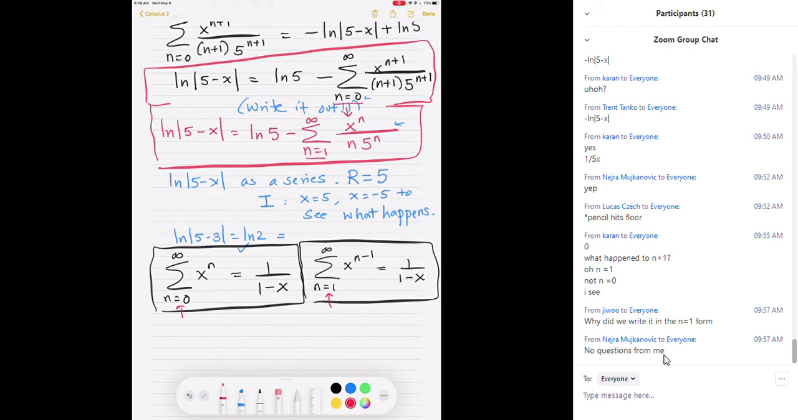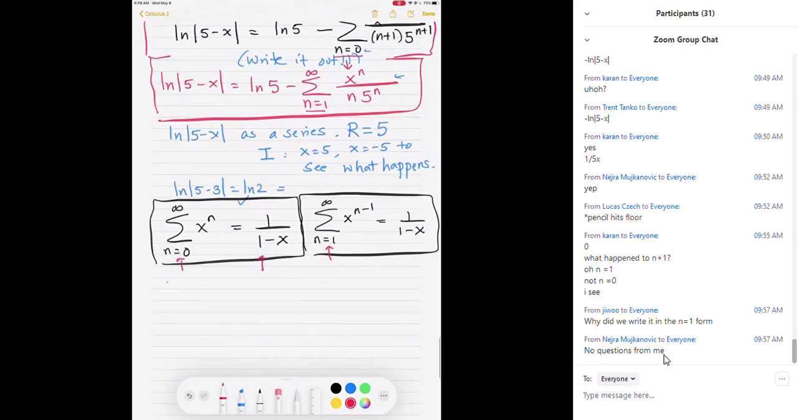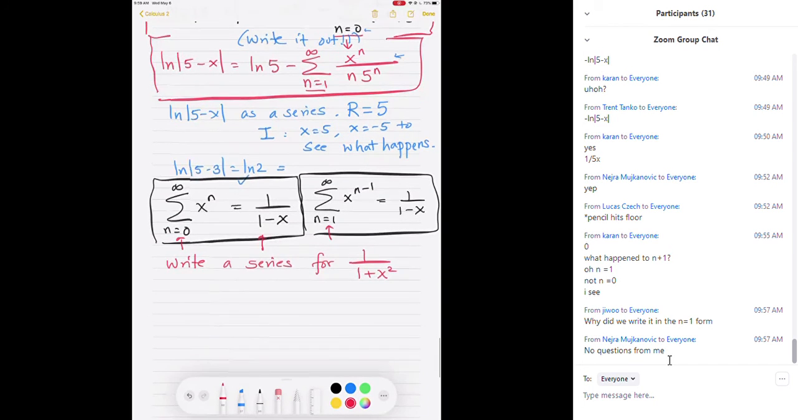But here is the one thing that I wanted to do with you. I don't know if I'll be able to finish it, but this is the one that I really, really want you to see. So I want you to start here, and I want you to write a series for 1 over 1 plus x squared. So let's see if we can do that.